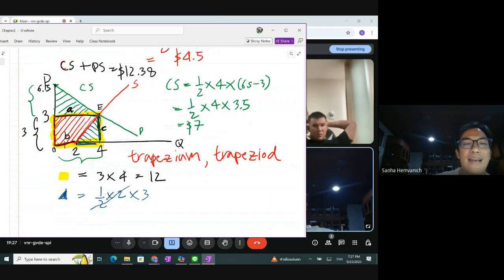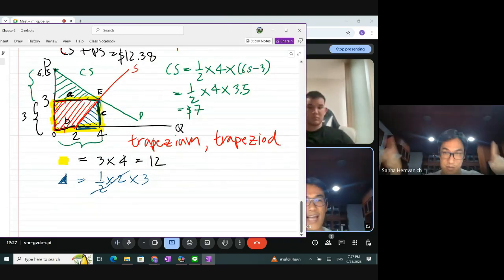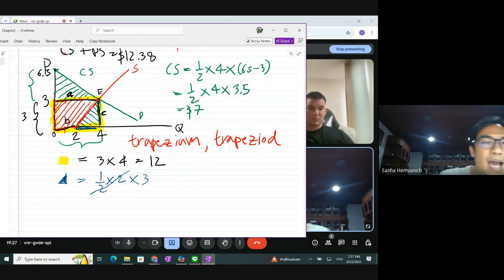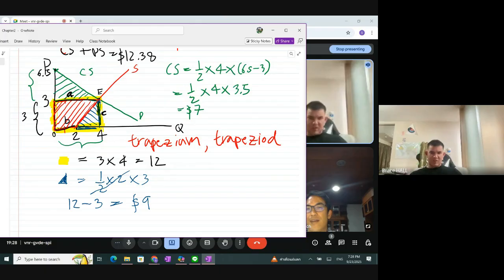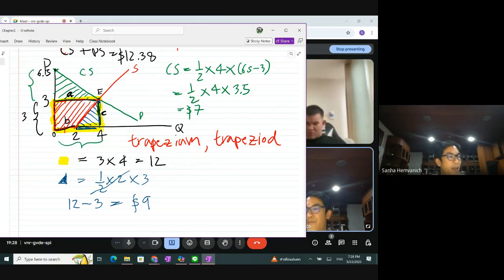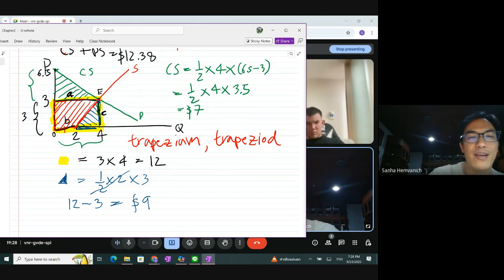So you can see that if we deduct the area of the triangle from the yellow rectangle, we have 12 minus 3, which is 9. And it's exactly the same answer that you get from the formula for trapeziums in the book. It's the same as A plus B times C? Yeah, it's the same. Okay, we can try to do that.